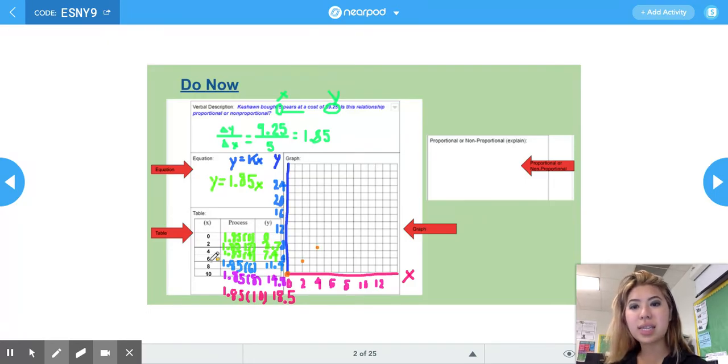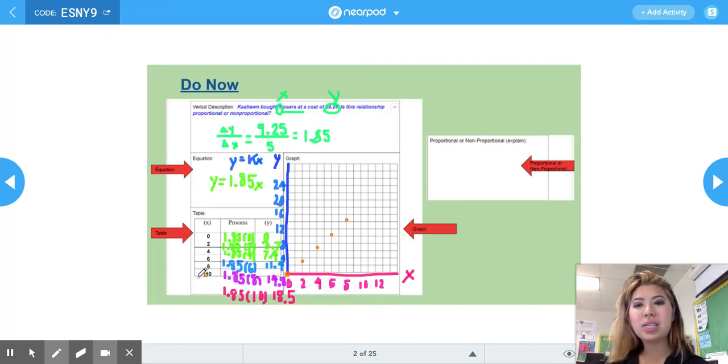Then our next point is 6, 11.1. Starting at the origin, moving over to the right the value of 6, and moving up the value of 11.1. So 2, 4, 6, 8, 10. That's 12, so 11.1 should be a little bit in between. Then we have our point 8, 14.8. Starting at the origin, I'm moving over to the right the value of 8, and up the value of 14.8. So then we have 0, 2, 4, 6, 8, 10, 12, 14, and then 16. So 15 is in between, and 14.8 is close to 15.